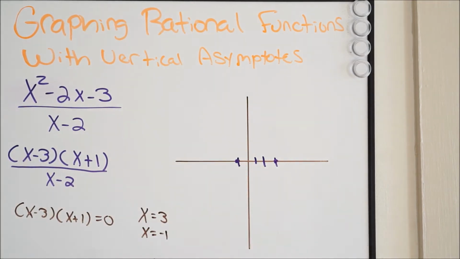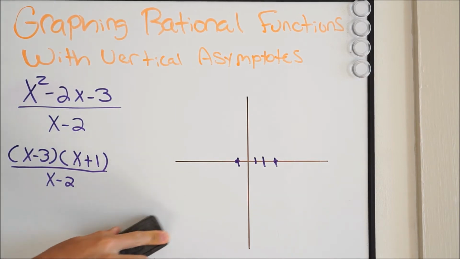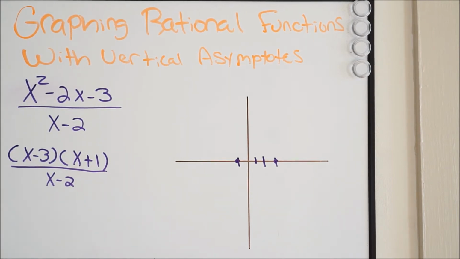Next step, we want to draw in our asymptotes. For this particular problem, we're only talking about vertical asymptotes. This particular problem has no horizontal asymptotes, and we'll go into that further in future videos, how you can determine if you have a horizontal asymptote or not. But just take my word for it, this problem does not have one. It only has a vertical.